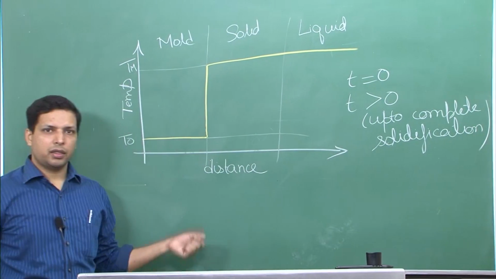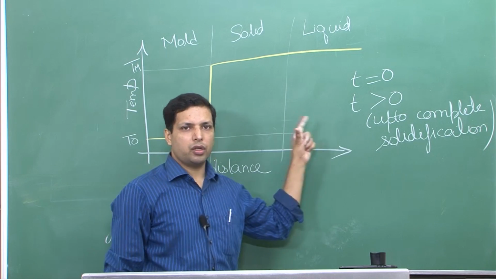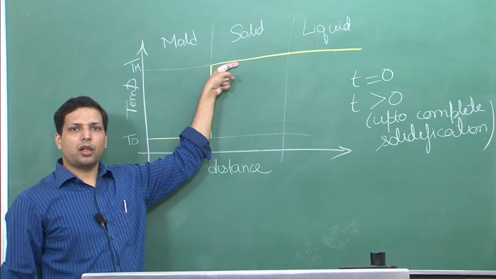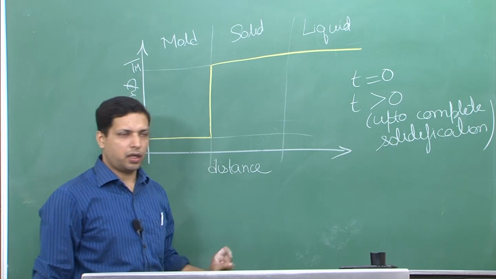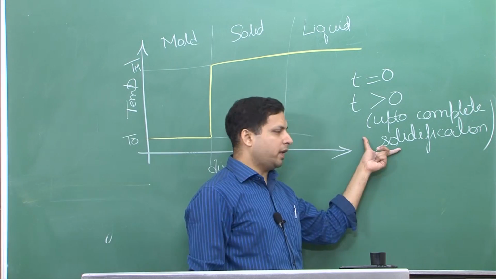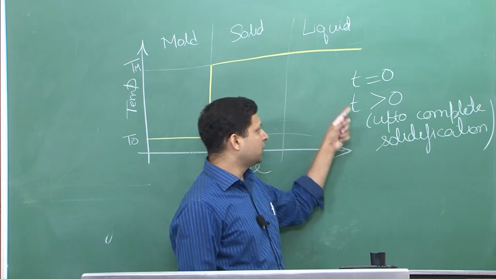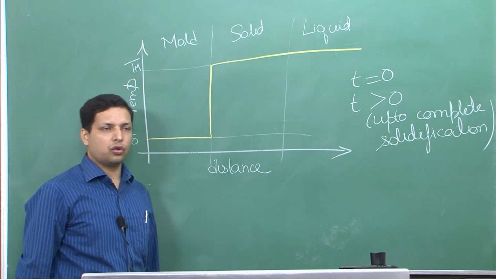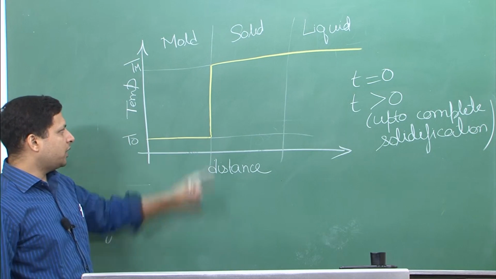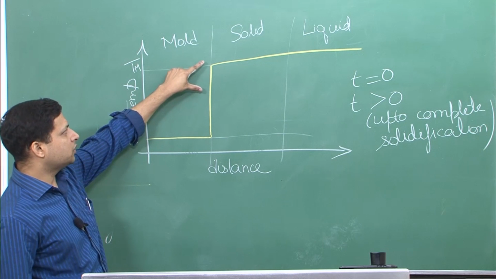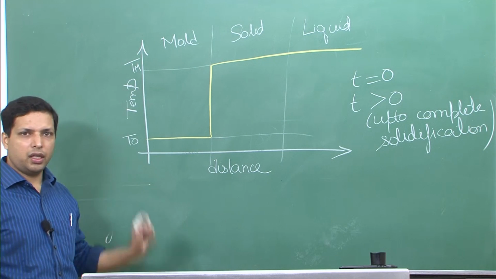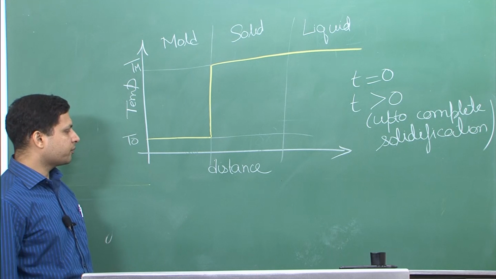Beyond solidification, the whole thing would become solid, there will be no liquid, and the temperature of the solid would start to drop from Tm to T naught. But until the point that solidification is taking place, this scenario will hold, and this is why it is called interface resistance, because the temperature drop is taking place only in the interface over here.